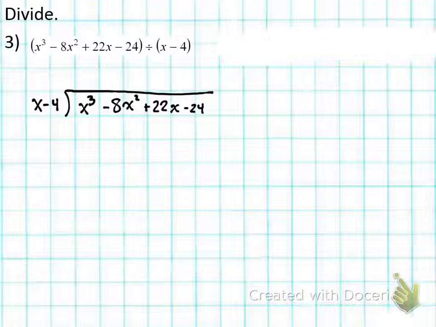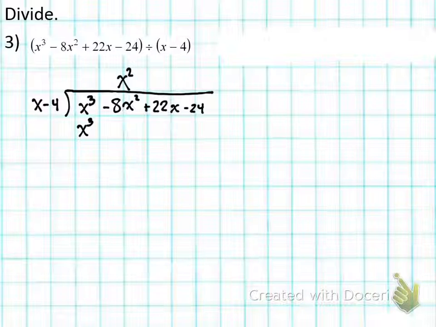So just to start you off, always take the leading term in the binomial here, and ask yourself, what do you have to multiply with x to get x cubed? What do y'all think? Let's do this. X squared, good. So since x squared is here, we're going to put x squared here, and then we multiply it back out. X squared times x is x to the 3rd power.